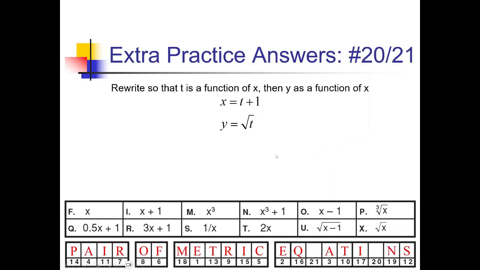All right, we got one more pair of questions. To isolate the t in this first equation, just subtract 1. So we have x minus 1. X minus 1 corresponds with an O, so that goes in spot 20. And now replacing the t in this square root here with an x minus 1, I just have square root of x minus 1, which I can't really do anything else with. So that is the answer, and that's going to be a U going in spot 21.